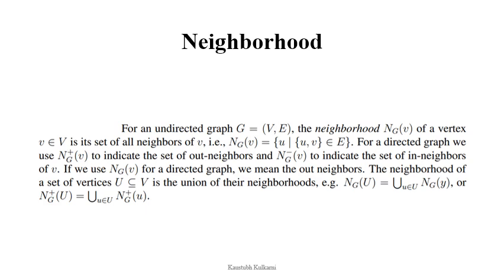We use N G of V for a directed graph; normally we mean out neighbors. The neighborhood of a set of vertices is the union of their neighborhoods. If in a directed graph we want to find the neighborhood, we take the union of both the in neighbors and out neighbors, the set of all of them. So that is the neighborhood.